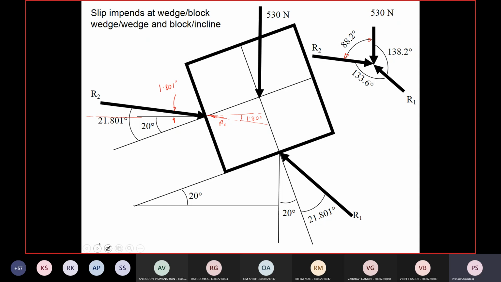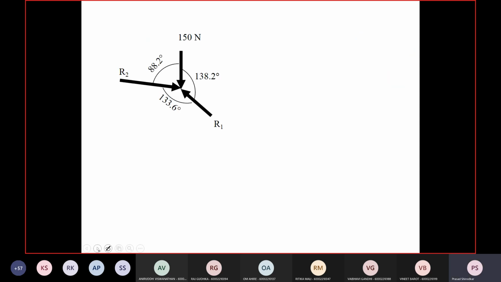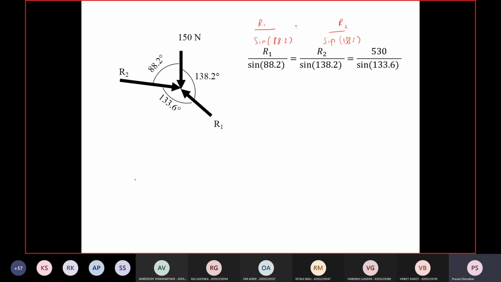Okay, now let's apply Lami's theorem. So we have got all the angles. Now apply Lami's theorem. So R1 divided by sine 88.2 is equal to R2 divided by sine 138.2 is equal to 530 divided by sine 133.6. So find out R1 and R2.